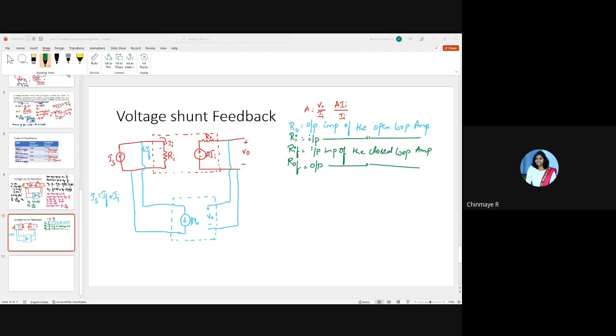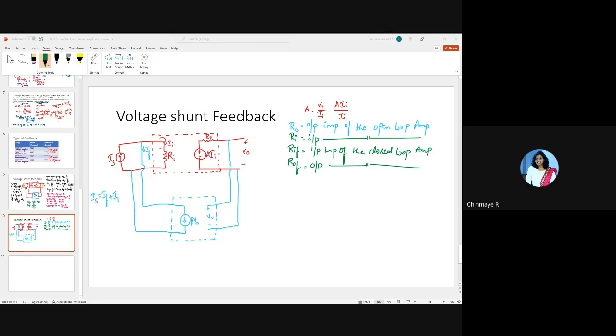So now let's go ahead and calculate the input and the output impedances of the closed loop. What do you think will happen to the input impedance? Do you think it will reduce or increase? As we have discussed earlier, everything happens with respect to the factor 1 plus A beta, right? So do you think the input impedance here will increase by a factor 1 plus A beta or decrease?